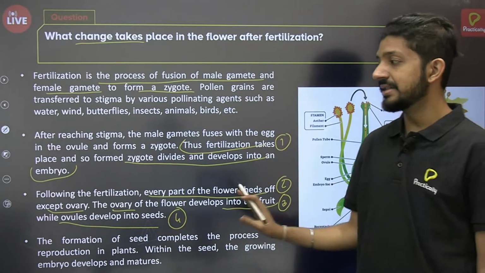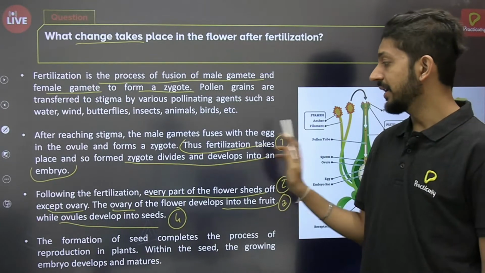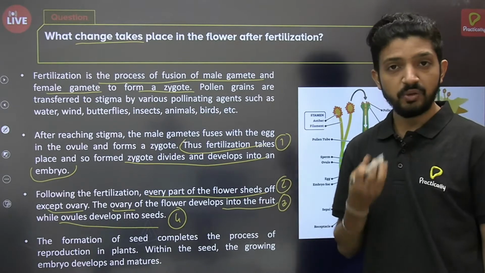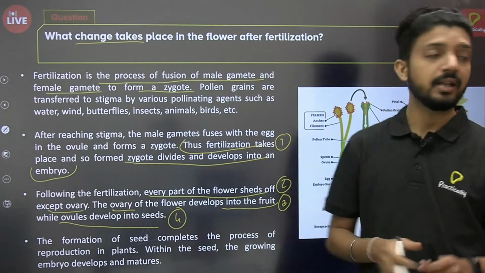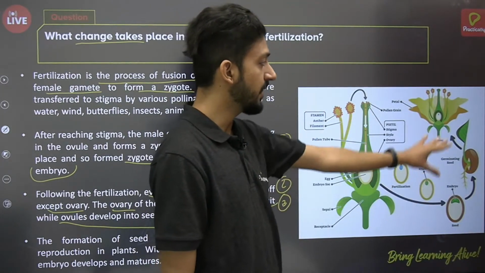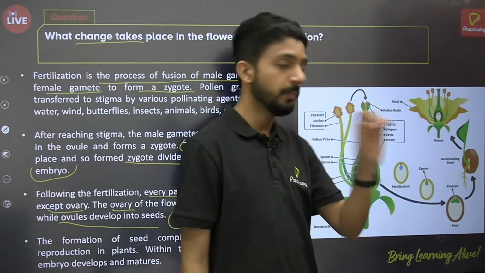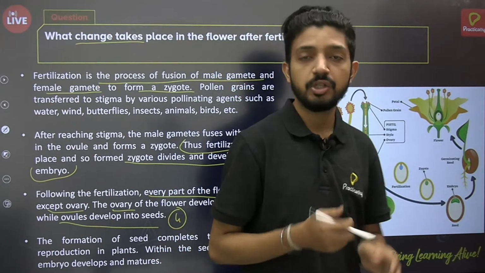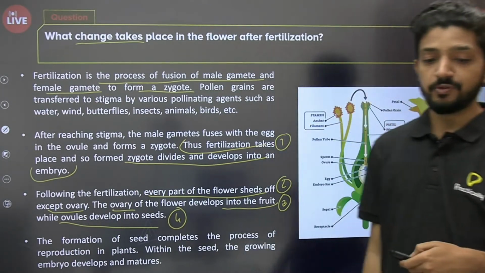So basically these are the 4 main changes which take place. That is, the zygote develops into an embryo, the other parts of the flower shed off, only the ovary remains, and that ovary develops into fruit and ovules into seed. As you can see in the diagram over here, what happens to the different parts after fertilization. And that seed which has the embryo, once it germinates, will give birth to the new plant. Okay, so these are the changes which take place after fertilization. Let's move on to the next question.